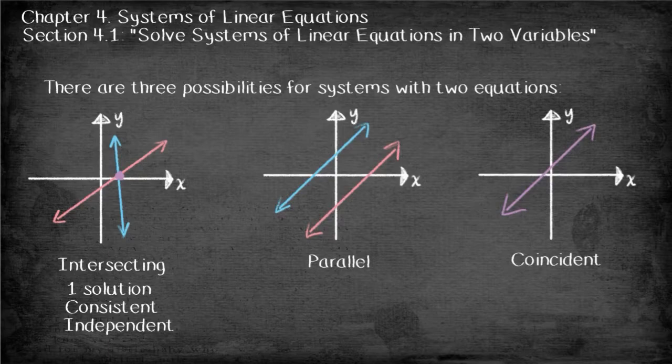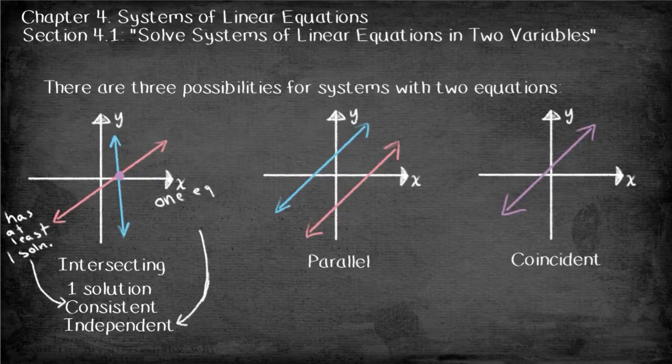In the intersecting case, we have exactly one solution. It's that point of intersection. This is said to be a consistent system of equations. The system has at least one solution. Here, it has exactly one. And it's also what we call independent, and that means one equation is not some combination of the others.